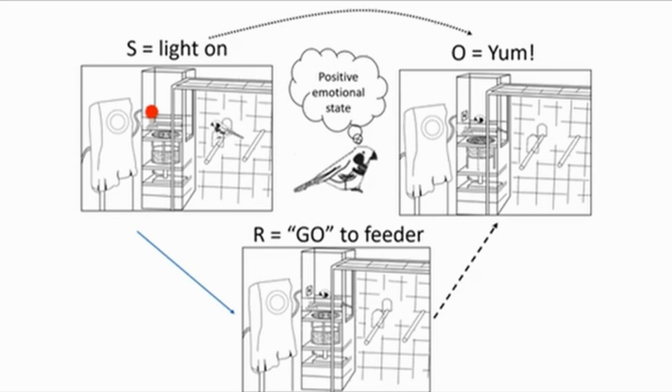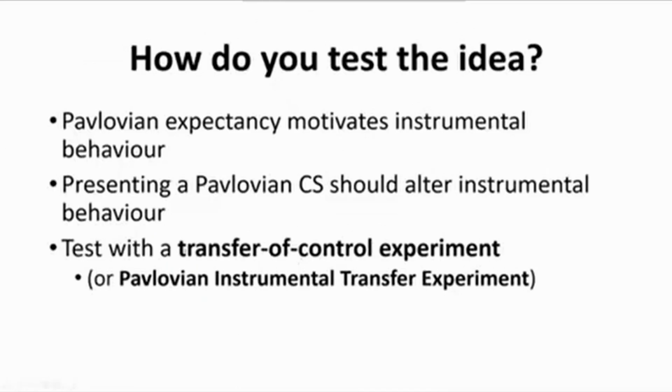So how can we actually test this idea that our SO association is actually what's motivating our instrumental behavior? We can test this using a transfer of control experiment, which is also sometimes called a Pavlovian instrumental transfer experiment, which is a mouthful, but either of those apply to the same basic idea. And the theory behind this is that if a Pavlovian SO association is motivating the instrumental behavior that we're seeing, then presenting a Pavlovian CS should alter our instrumental behavior that we end up observing.